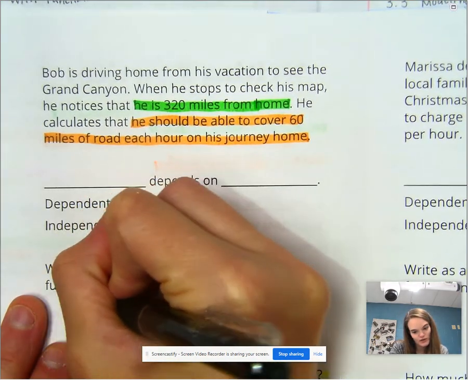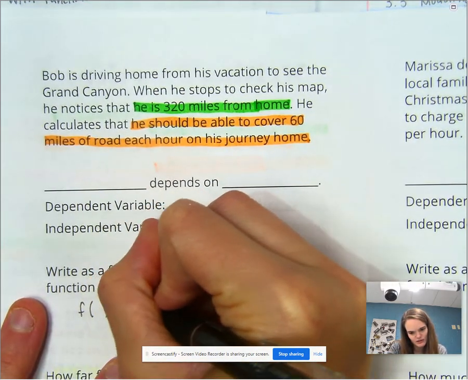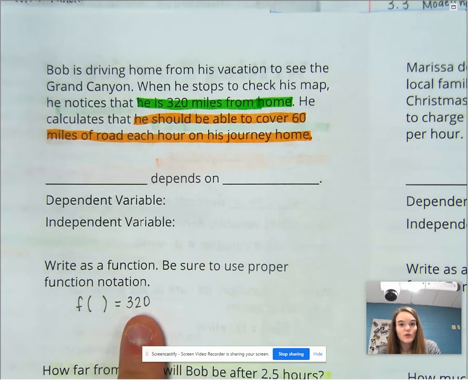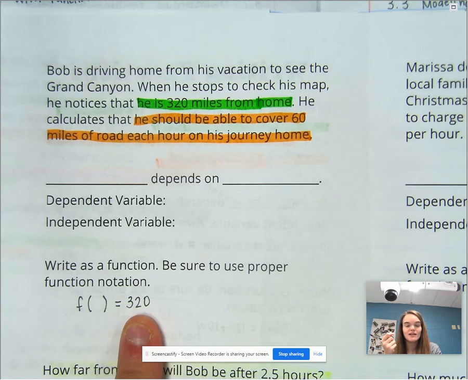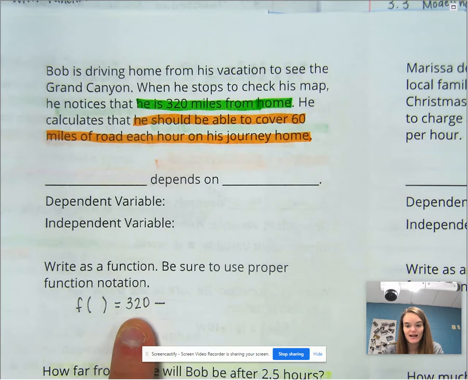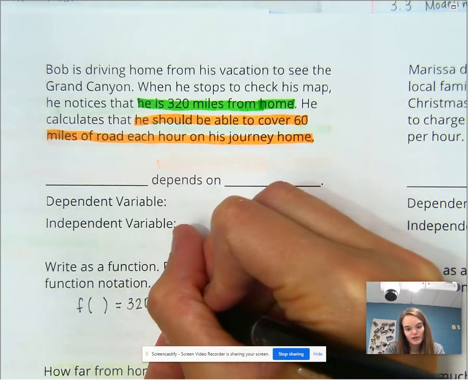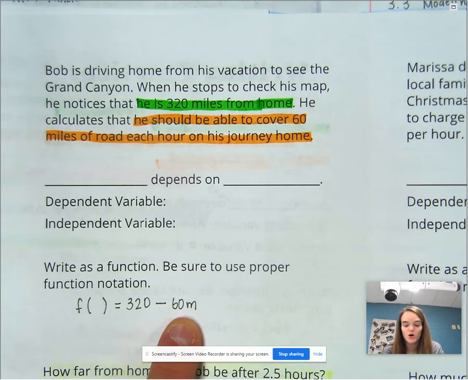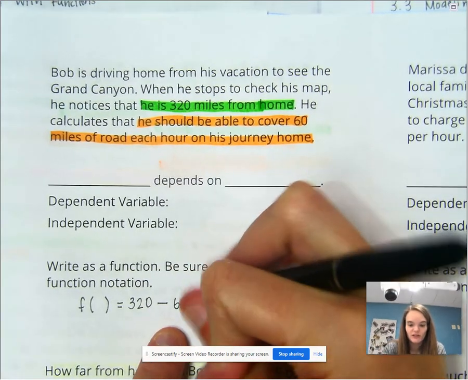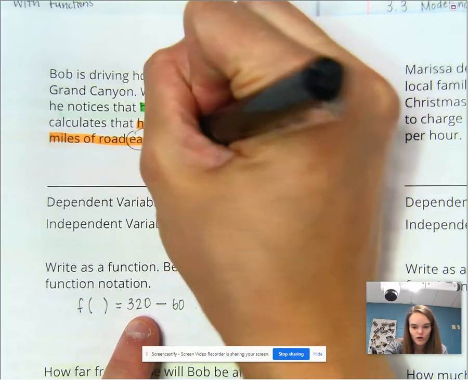F of, we don't know yet, equals 320. Okay, this is how far away he is from home. He is going back towards home. As he goes to his house, the distance he is from his house goes down. So subtract 60 miles, so M, each hour. Oh, just kidding. 60 each hour. Each hour.